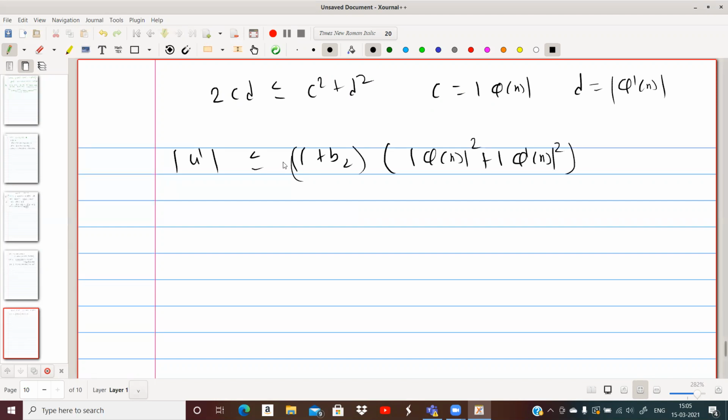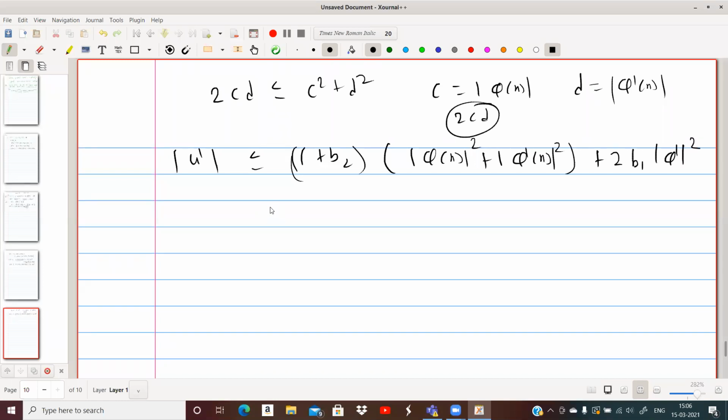This I have written for the first: 2 times magnitude phi, 2 times of CD. Okay, 2 times of CD is less than or equal to C square plus D square. So 2 times phi of x into phi dash x we write, plus 2 times B1 magnitude phi dash square. You are going to adjust norm of phi square here. That's why you are doing these things.